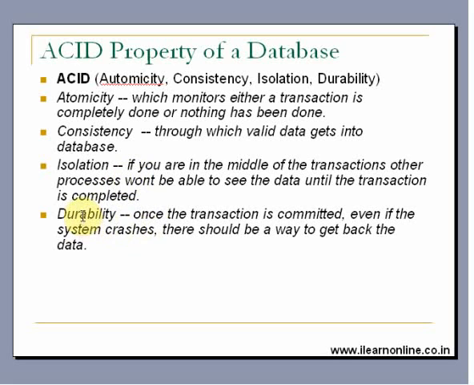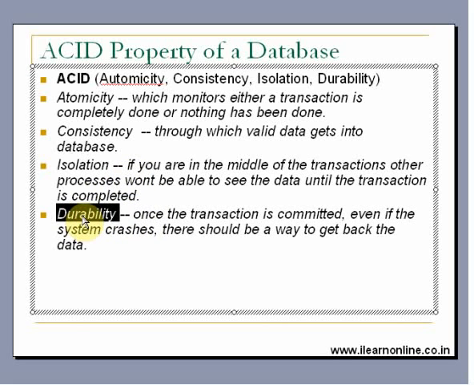So durability is basically how much confidence we have in the data. Once the transaction is committed, even if the system crashes, there should be a way to get the data back. So once the data is committed, that data is available no matter what happens to our systems. That is what durability is. So when we think about creating any data storage mechanism in terms of databases or RDBMS, these 4 properties become the pillars through which we design and develop our applications, keeping these 4 properties in the back of our mind.